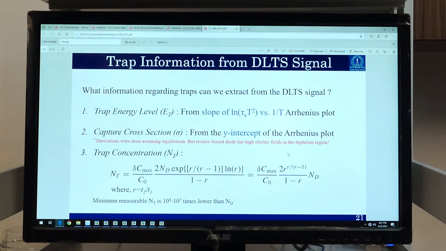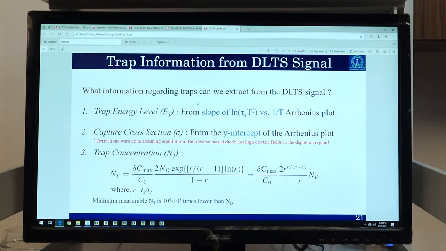So we get three things. We get the trap concentration, we get capture cross section, we get the trap energy level. The trap energy level and capture cross section can be obtained directly from the Arrhenius plot. So in the software, we are now going to discuss how do we do so.